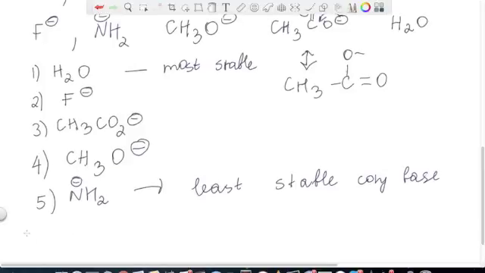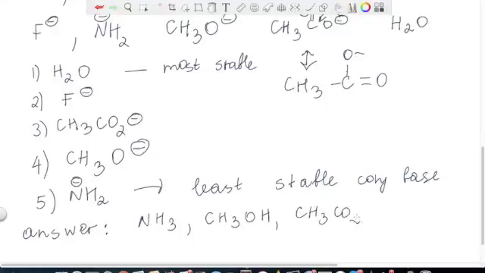So now the answer to this problem is the following. Remember, we need to rank these compounds in increasing acidity. So we're starting with the weakest acid. So this would be NH3, right? Followed by methanol, followed by acetic acid, followed by hydrogen fluoride. And you can always check your work by looking up pKa's.